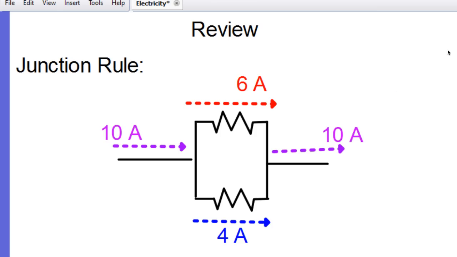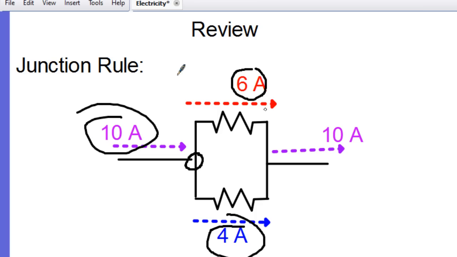Now, this gets a little weirder when the road splits. So here I have 10 amps coming down the wire, and then there's what's called a junction, or a split. Some of the current goes up, some of the current goes down. Notice, though, that the total amount of current stays the same, because 6 plus 4 still gives us 10.